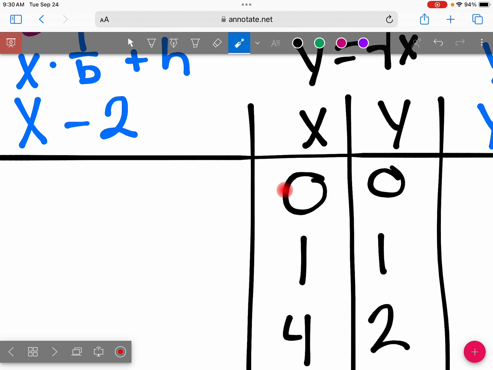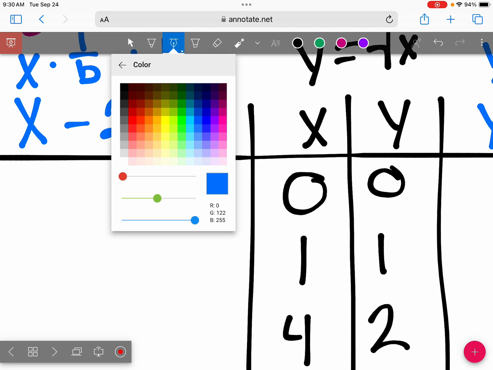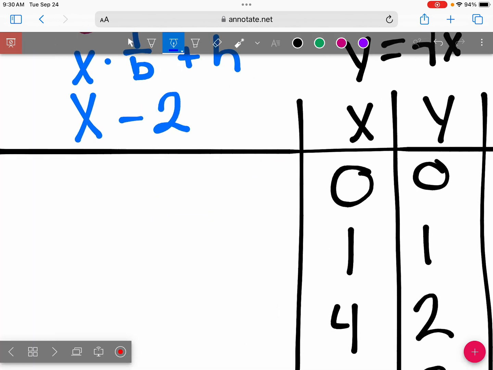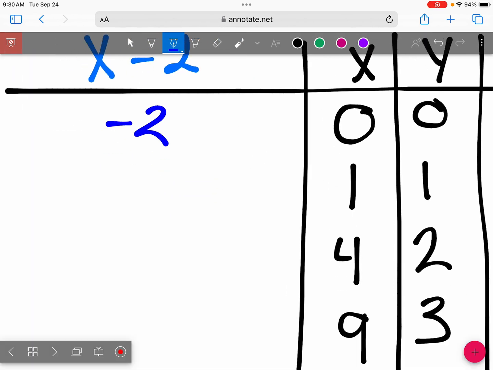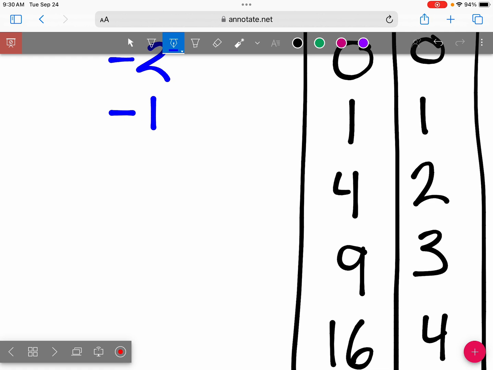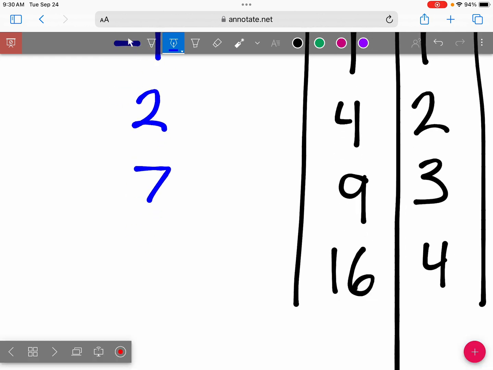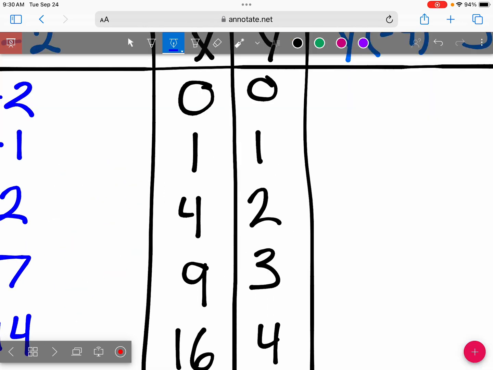So if I take my x's and we subtract 2, what are we going to get as our transformed x's? -2, -1, 2, 7, and 14. So we're clearly not going to be able to fit that 14 on our graph, but we're still going to practice it because it's good practice for us.